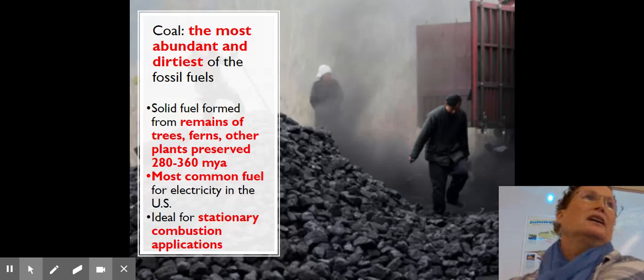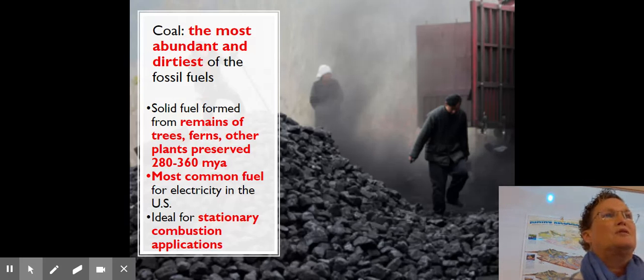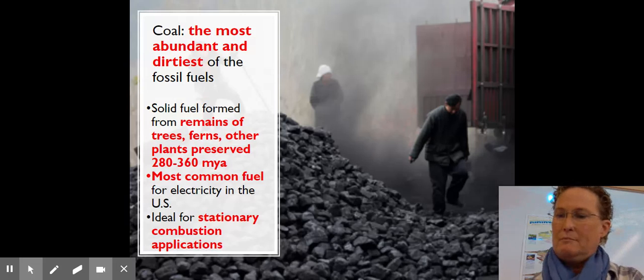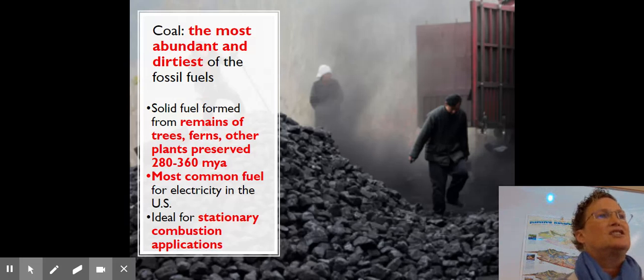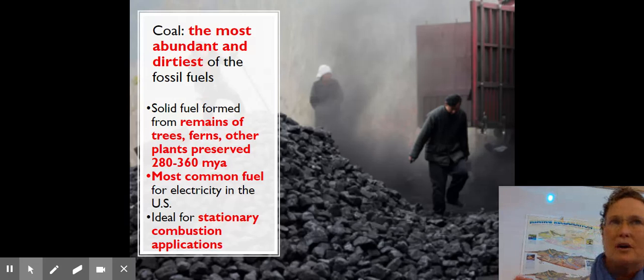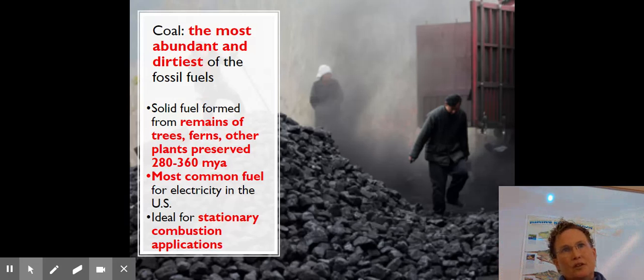So it is a solid fuel formed from the remains of trees, ferns, and other plants that died and were preserved underground about 300 million years ago, MYA, million years ago. And it's ideal for stationary combustion applications. So it's not charcoal. We'll talk about that in a minute. It's not like the charcoal briquettes that you use in your barbecue. That is charred wood that will burn for a long time, and that is not old. This stuff's old, 100 million years old right here, which is actually kind of cool when you think about it, but it's so old. And it's stored up condensed solar energy. That's really what it is.